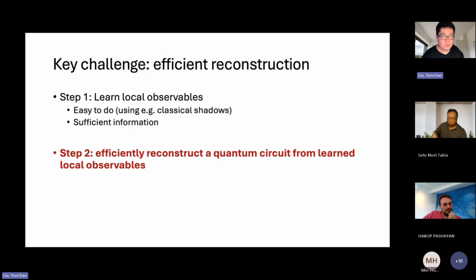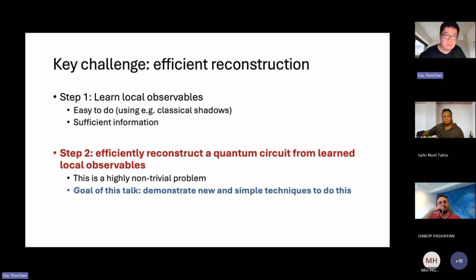Step one is easy to do using standard techniques such as classical shadows. Moreover, because the underlying quantum system is a shallow circuit, we can argue that these local observables will be sufficient information for us to reconstruct the system. So the challenge is really all about step two. Having these local observables, can we efficiently reconstruct a quantum circuit from them? This is a highly non-trivial problem, and the goal of this talk is to tell you about some new and simple techniques to do this.